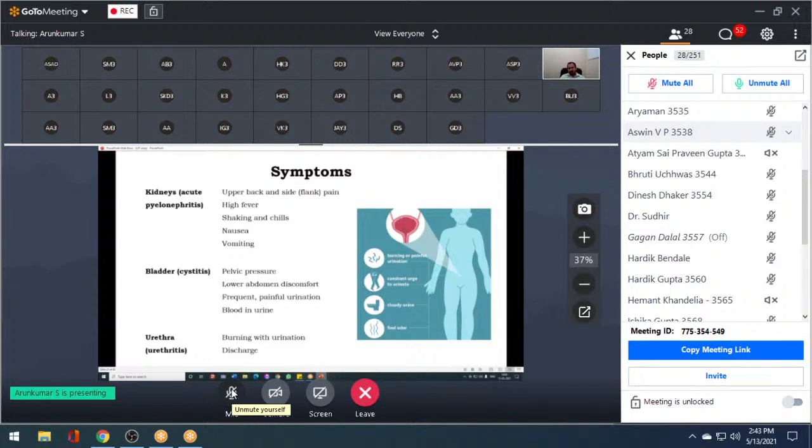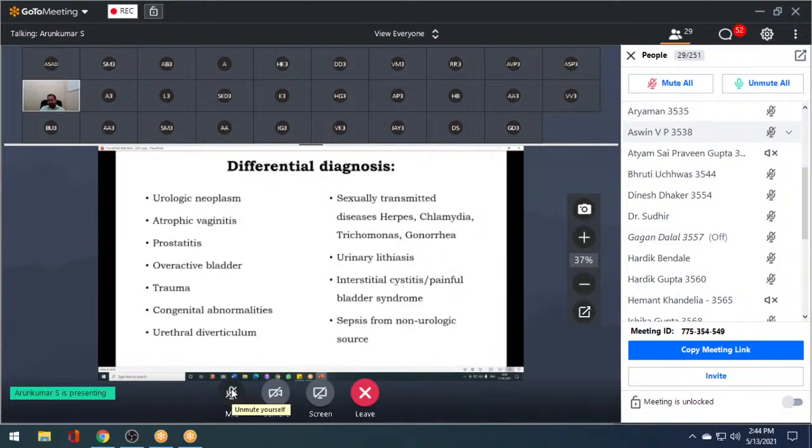When the patient has pyelonephritis, wherein the kidneys are involved, then they will have flank pain. They will have high-grade fever, and systemic features like nausea and vomiting would be present. So this is more common with pyelonephritis. Based upon this, we can come to an idea about which part of the urinary tract is involved.